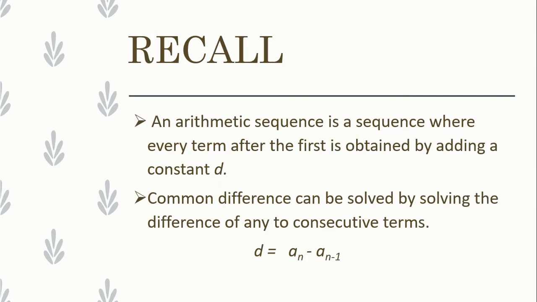Let's continue by recalling what arithmetic sequence means. An arithmetic sequence is a sequence where every term after the first is obtained by adding a constant d. And we know that constant d represents the common difference that can be solved by getting the difference of any two consecutive terms. In symbols, that is d is equal to a sub n minus a sub n minus 1.